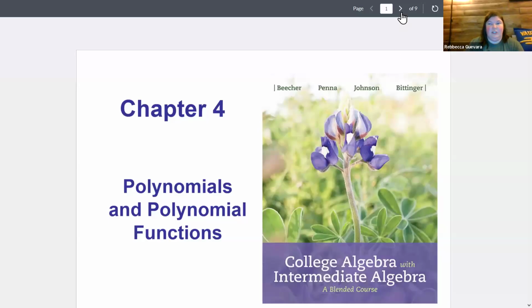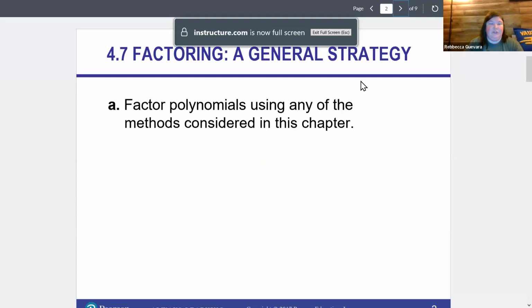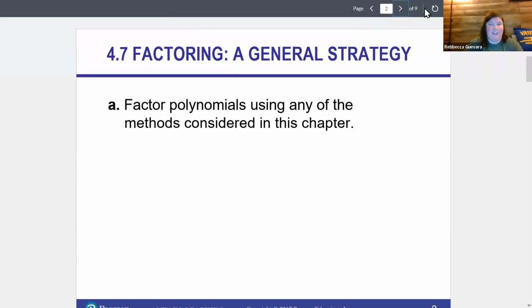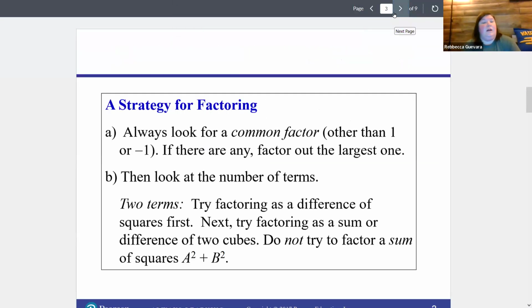Okay, so just a little bit more on factoring. So this is just some general strategies for factoring. One of the first things you want to do is look for a common factor, something other than one or negative one. If there are any common factors, you want to try to factor out your largest one, so your greatest common factor. Then we look at the number of terms.